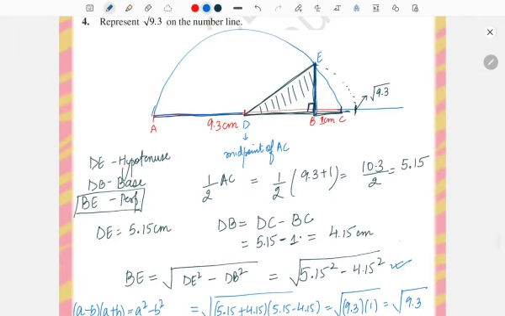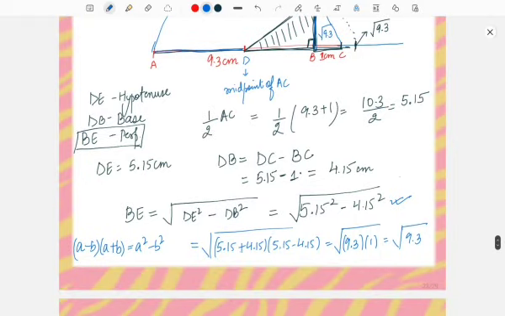in this triangle represents under root of 9.3. I hope you all have understood this. Though the reasoning won't be asked in the question in your exams, but you should know why we are doing it like this, following this procedure.